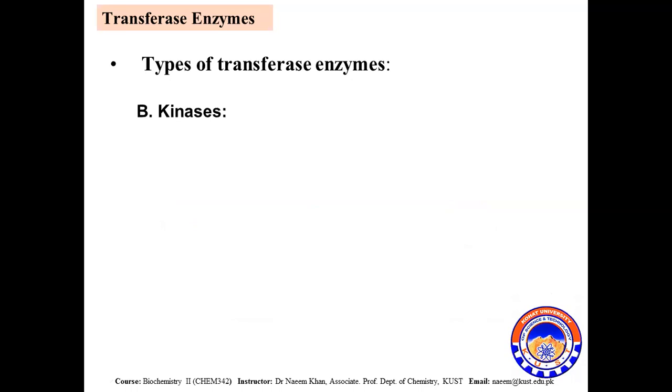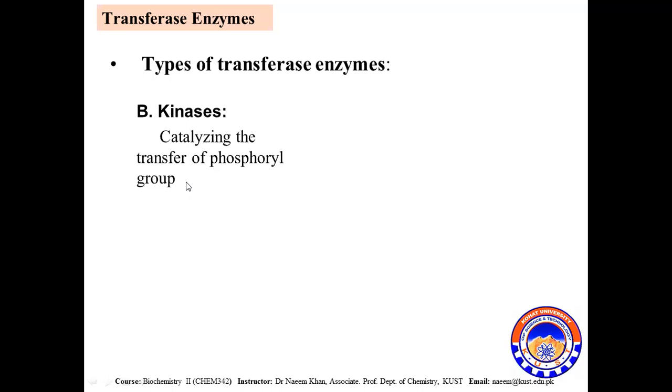The next type is the kinase enzyme. Kinases are very important enzymes. Whenever we see the word kinase, we think of phosphorylation, dephosphorylation, or addition of phosphate. These are the enzymes which catalyze the transfer of a phosphoryl group, a phosphate group. Phosphorylation and dephosphorylation are, we can say, energy storing and energy releasing processes.